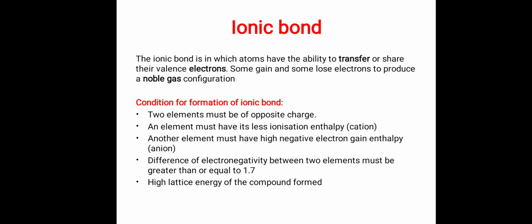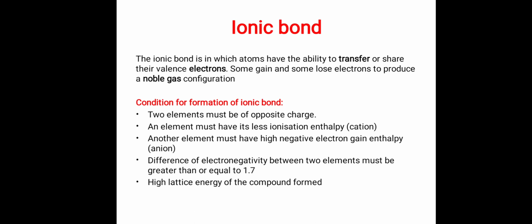Conditions for the formation of ionic bonding: the two ions must have opposite charges. One should carry a positive charge, another should carry a negative charge. So one atom belongs to the s-block elements, another atom should belong to the p-block elements. An atom or element must have low ionization enthalpy, that is a cation. Another element or atom must have high negative electron gain enthalpy, that is an anion.